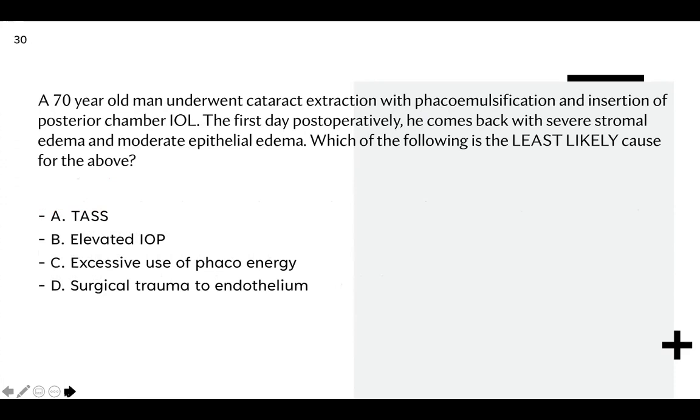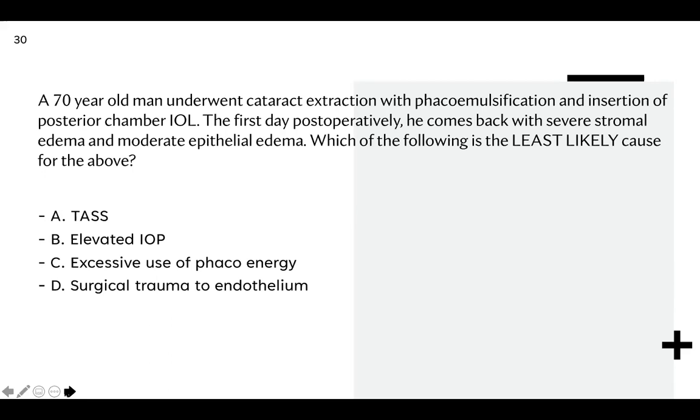A 70-year-old man underwent cataract extraction with phaco and insertion of a PCIOL. The first day post-op, he comes back with severe stromal edema and moderate epithelial edema. Which of these would be the least likely cause for this? Is it A, TAS, which is toxic anterior segment syndrome? Is it B, elevated IOP? Is it C, excessive use of phaco energy? Or is it D, surgical trauma to the endothelium? Can start the timer.